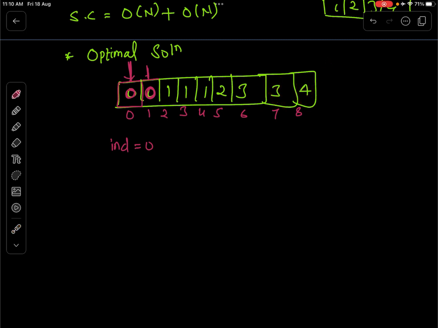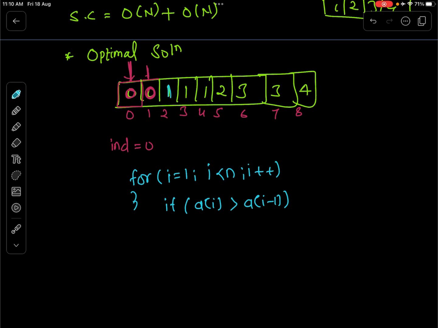Now let's implement it. Say, for example, I am running a loop from i equals 1, going till n, with i plus plus. Now I need to check if a of i is greater than a of i minus 1. If this is greater than its previous, it means that element has occurred only once.